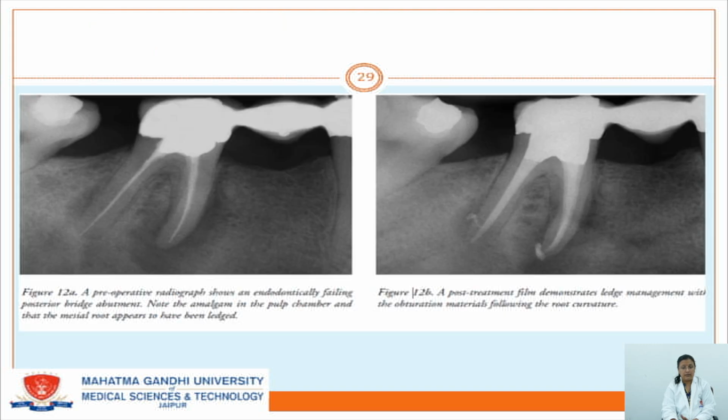So, in this first picture, we can see a preoperative radiograph showing a root canal treatment, but there was a big lesion in the apical area. Once we properly cleaned and shaped again, we could see the lateral exit, which was not completely filled, and the ledge was not managed. Once the ledge was managed and the lateral exits were completely cleaned, shaped and obturated, the lesion reduced in size and the tooth is completely healthy.